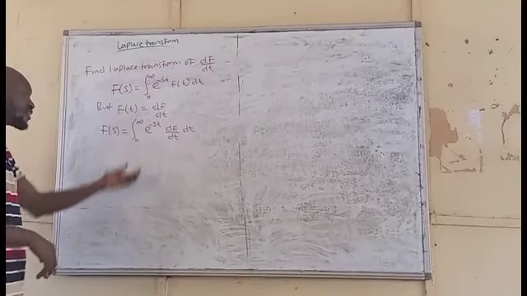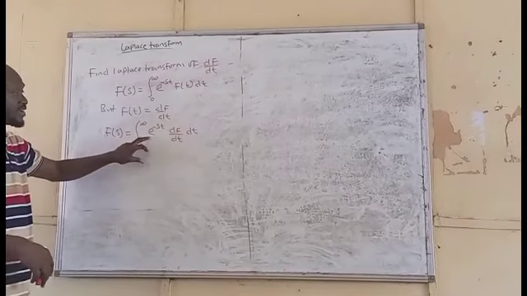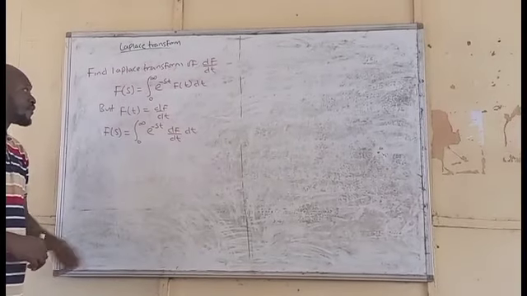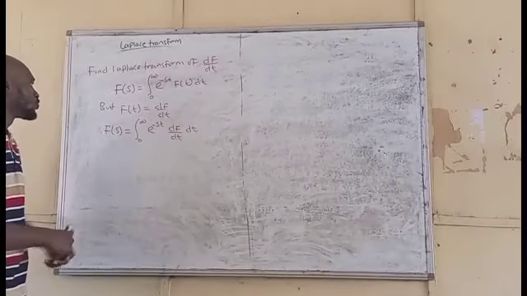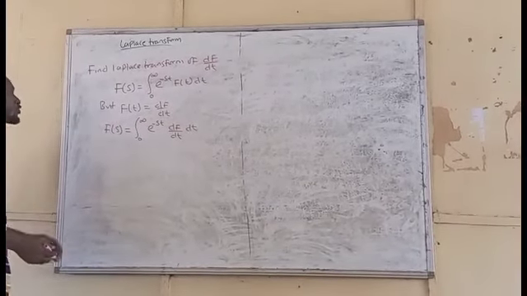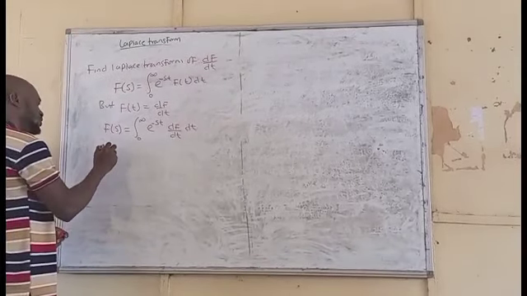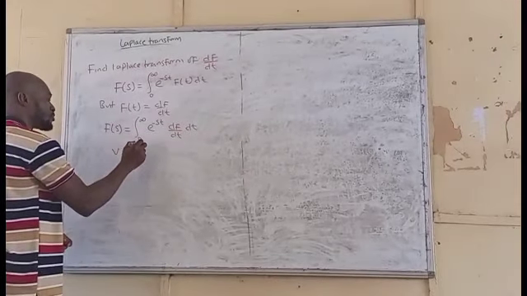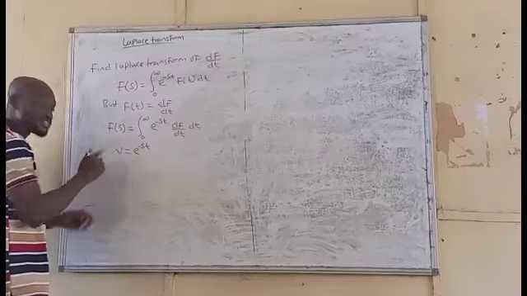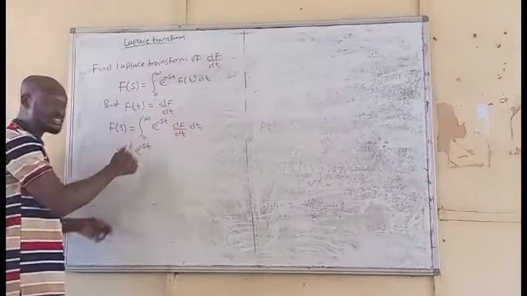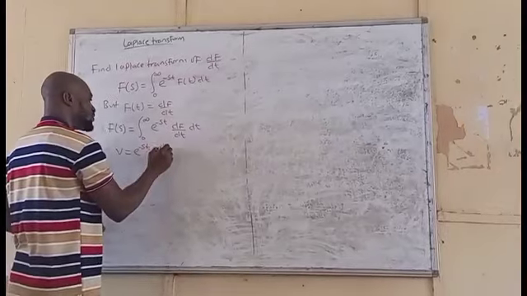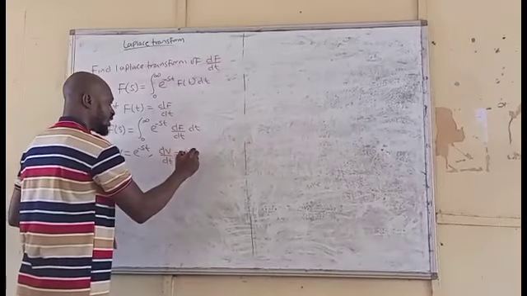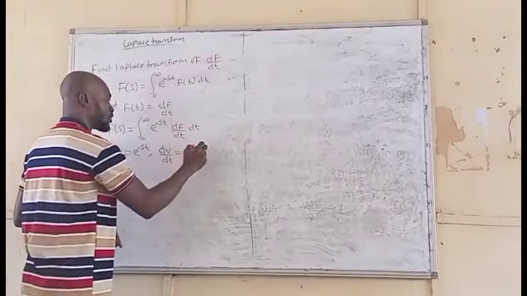Looking at this equation now, you're having two functions. The first one is exponential raised to power of minus st, and the second function is df over dt. So now I want to take my v equal to exponential raised to power of minus st. So now I will differentiate this v with respect to t. If I do that, I'm going to have dv over dt. So it will now be minus s exponential raised to power minus st.